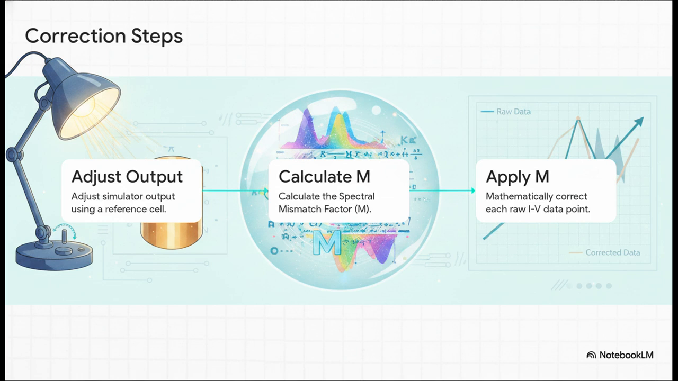Step 1, they adjust the simulator using a perfectly calibrated reference cell. Step 2, they calculate that spectral mismatch factor, M, by integrating the spectral response of the test cell, the reference cell, and the specific spectrum of the simulator lamp itself. And finally, step 3, they apply M to mathematically correct every single raw data point on that IV curve.